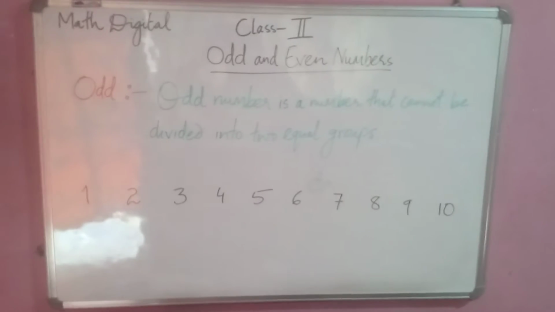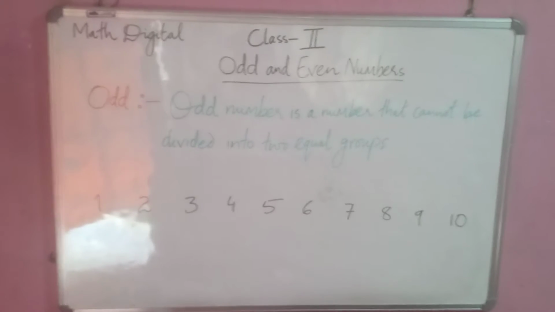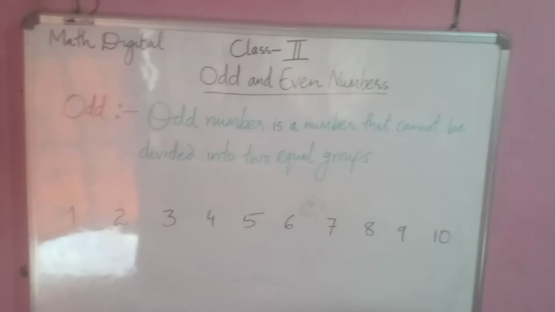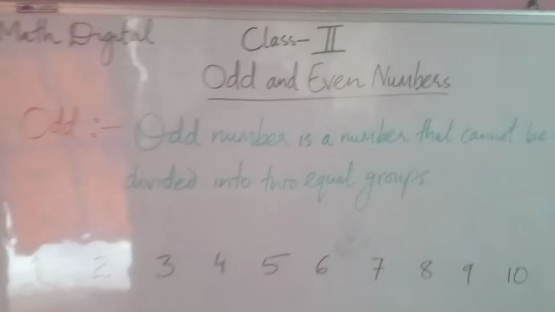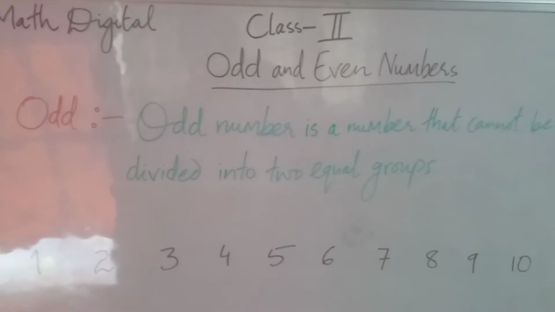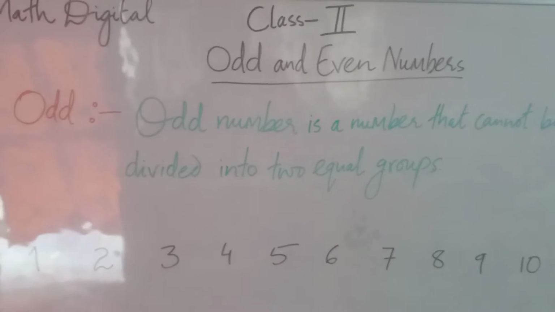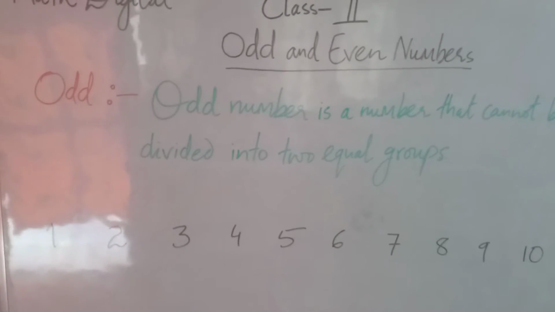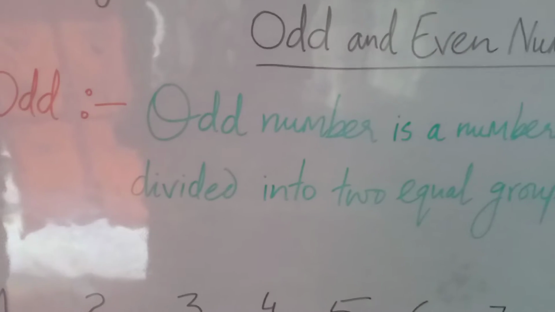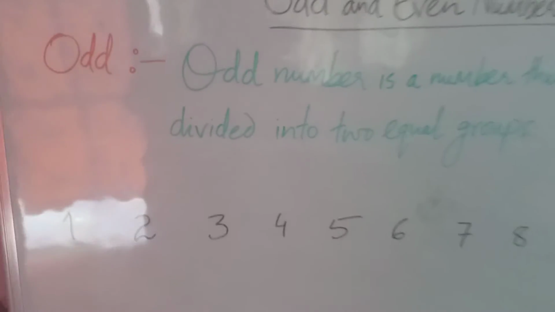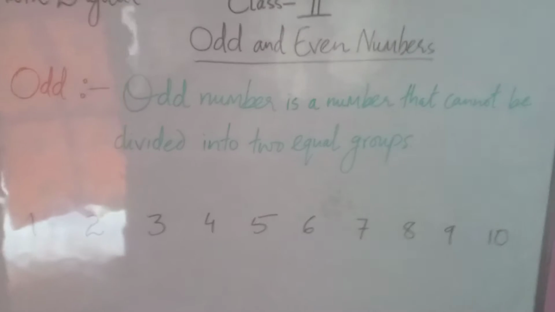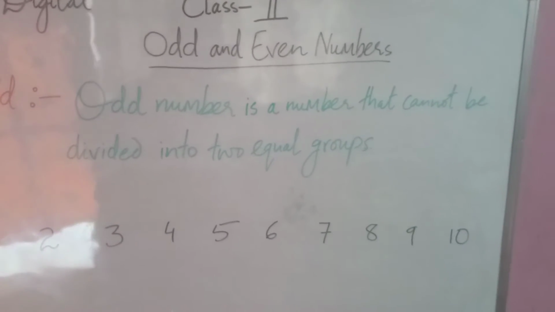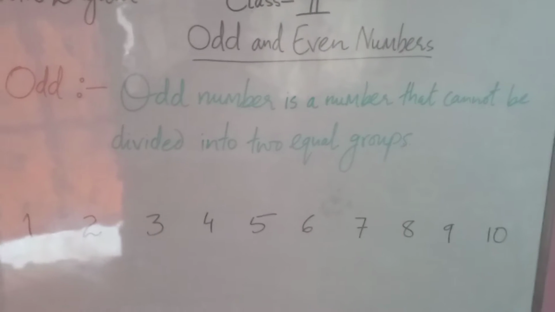So, let's begin with it. What actually is an odd number? The numbers can be of two types: either odd or even. So how will you find whether the number is odd or even? There is a trick to find out. The definition itself says an odd number is a number that cannot be divided into two equal groups.